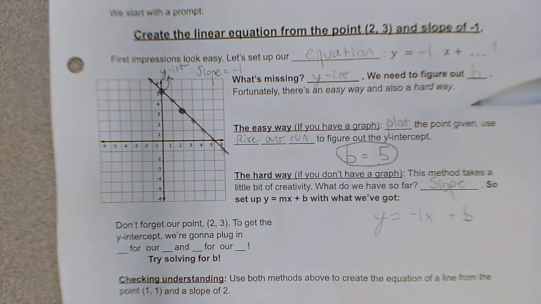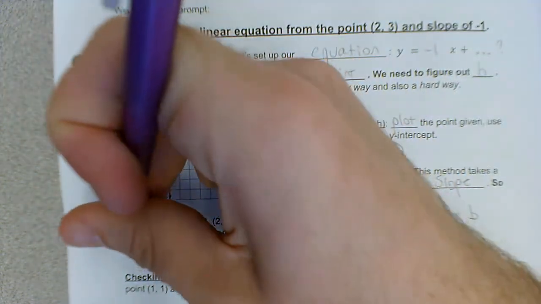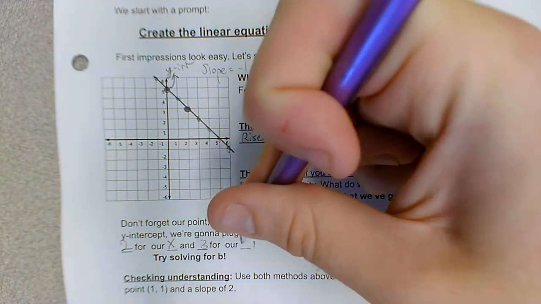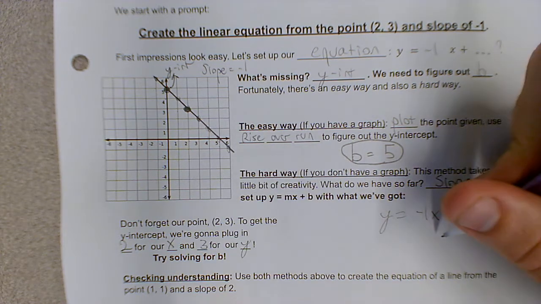Don't forget we also have a point, (2, 3). To get the y-intercept, we're going to plug in 2 for our x and 3 for our y. Okay, so I'm going to go ahead and plug in 2 for my x.